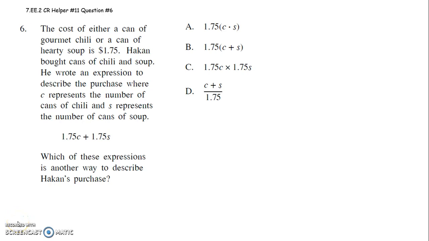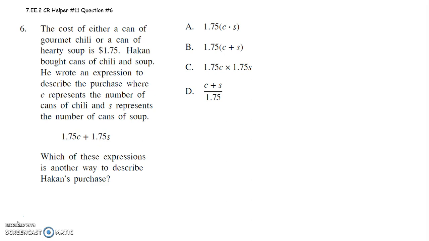All right, 7th graders, this is to help you with question 6 on CR11. It says the cost of either a can of gourmet chili or a can of hearty soup is $1.75. Hakan bought cans of chili and soup. He wrote an expression to describe the purchase where C represents the number of cans of chili and S represents the number of cans of soup. Which of these expressions is another way to describe Hakan's purchase?